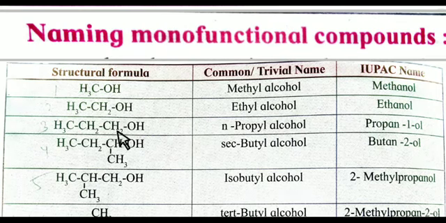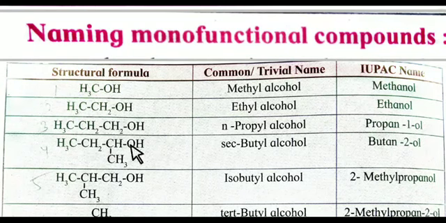See here, you have to number it from the right side. Why? Because OH is nearer to the right side. So you have to number it from the right side: 1, 2, 3. Three carbon atoms means propanol. The one carbon containing OH gives propane-1-ol.